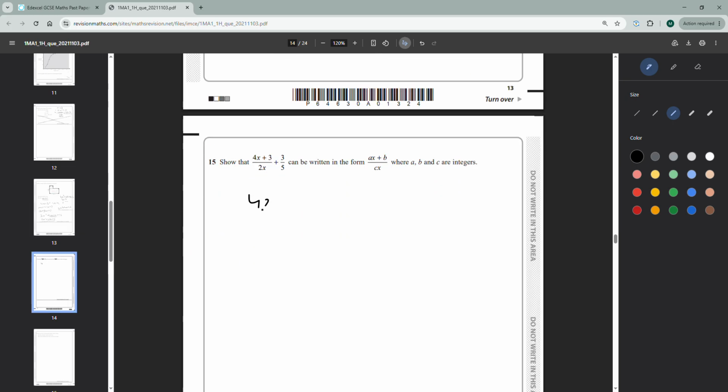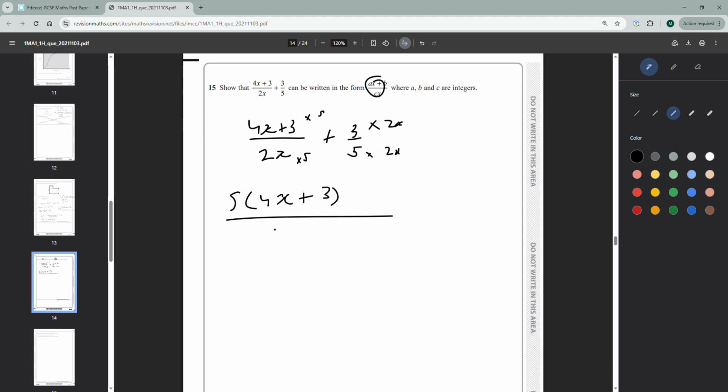This one is also pretty easy because we could just make the denominators the same. We need to write it in this form, and we just solve it and coincidentally get that. So we want to make it into one fraction. Let's do 2x over there and 5 here, and 2x there and 5 there. So 4x plus 3 over 10x plus 6x over 10x. Is that true? Yeah, that's true.